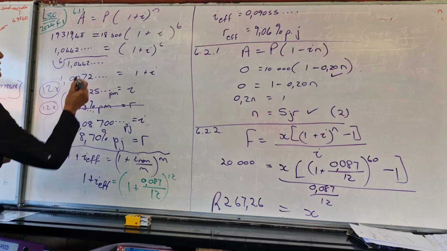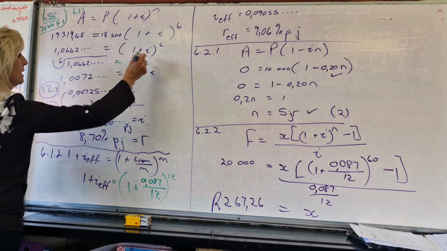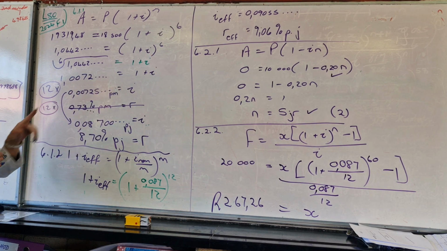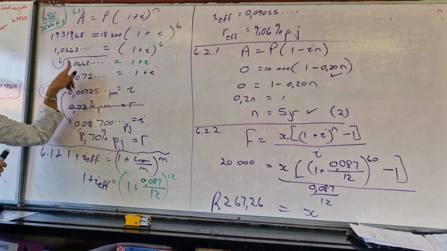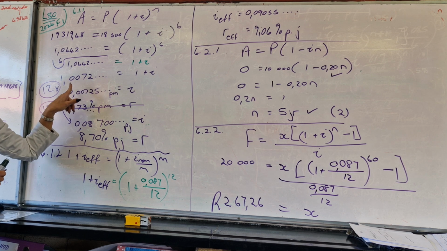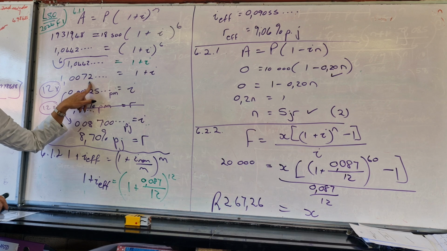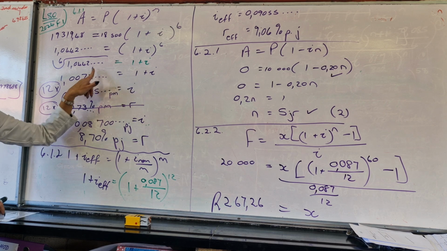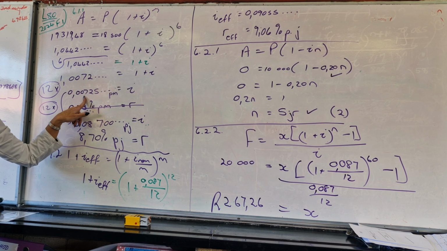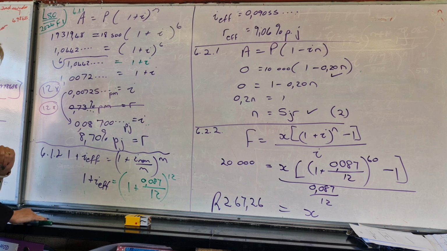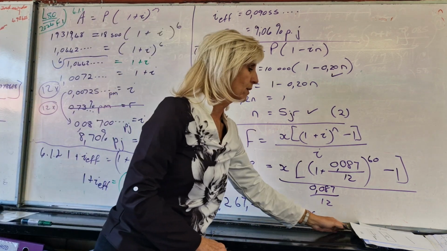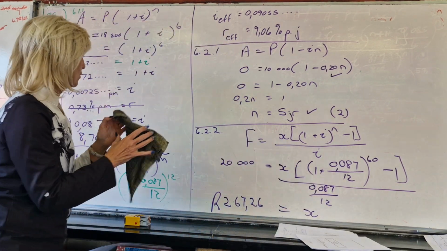I should actually have a 1 plus i still there, which then would give me 1.0072 what. It doesn't look a lot different, but it is a lot different. Don't round off. You still need to minus 1, and then you're going to get 0.0725.